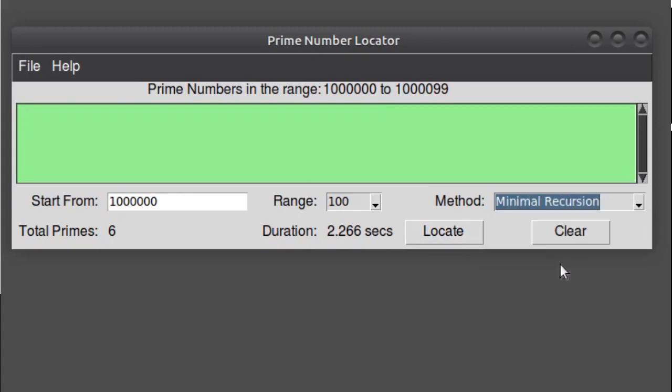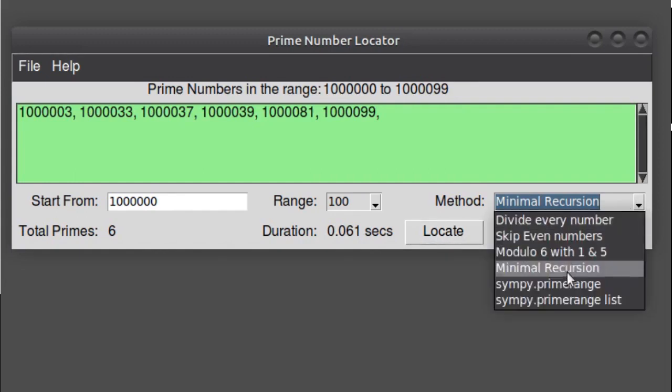Now I'll do the square root, so I minimize the amount of recursion I'm doing, and that was 0.093, so that sort of helps it along a bit. Just what is that, 0.93 seconds? Like 0.1 seconds, yeah.